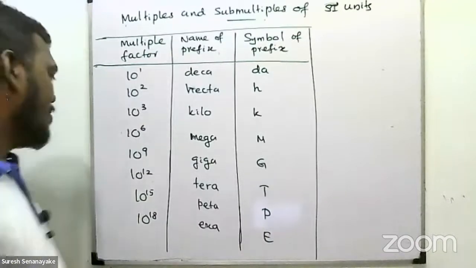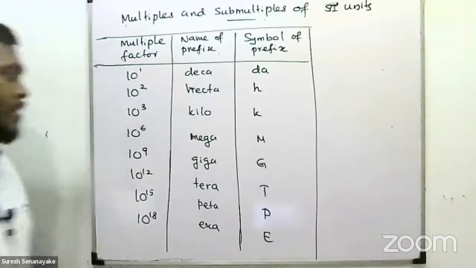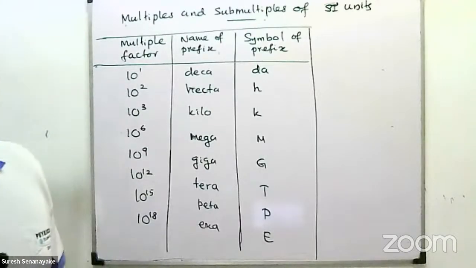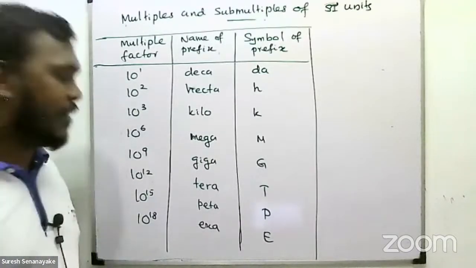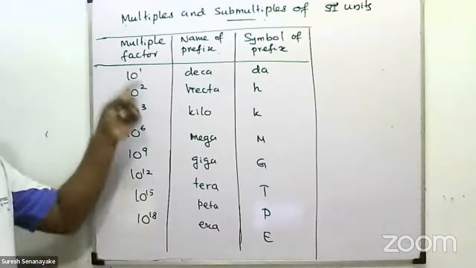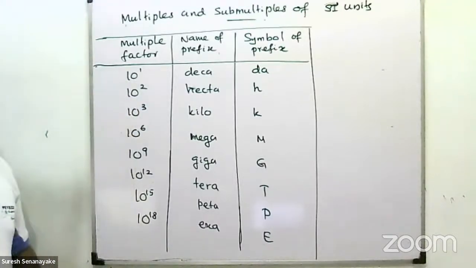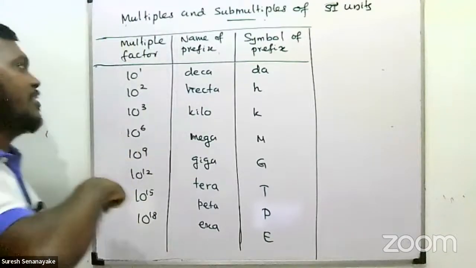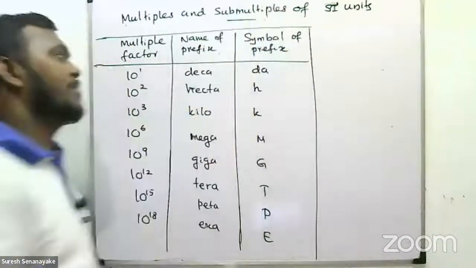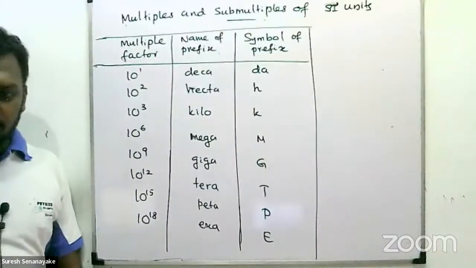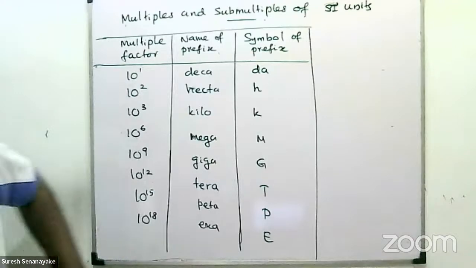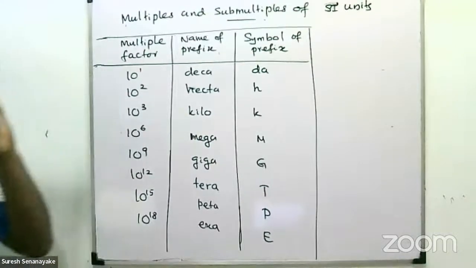Now these are all positive powers, that's increasing order. Now I'm writing in the negative powers. These positive powers are called the multiples. These negative powers are called the sub multiples. Write these down. If you finish this, you can raise your hand.